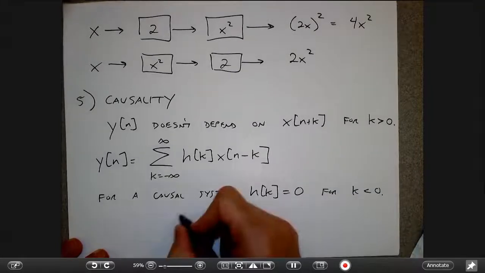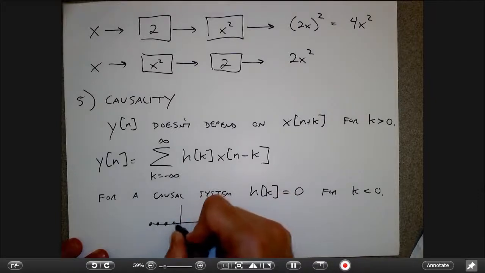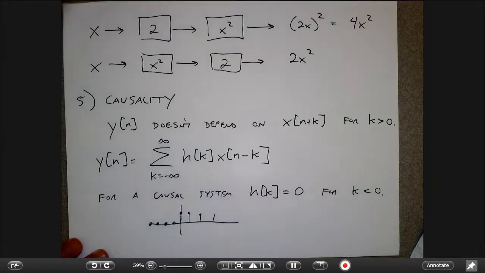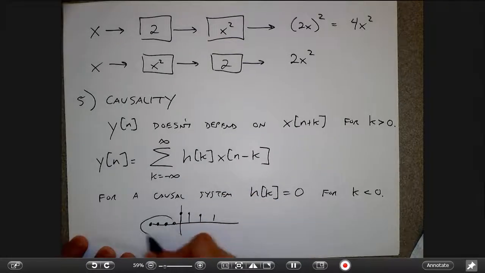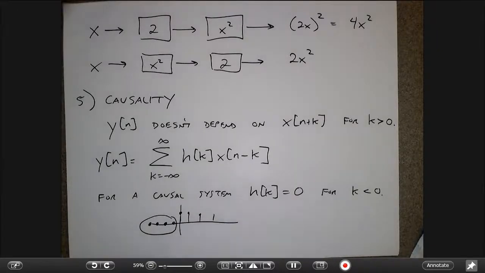That means my impulse response has to look like something that is 0, and then it can start here if I want it to. But I can't look into the future, so all these values have to be 0. That's why a lot of times our impulse responses look like something times the step function. They don't start before 0 because we like to have causal systems.